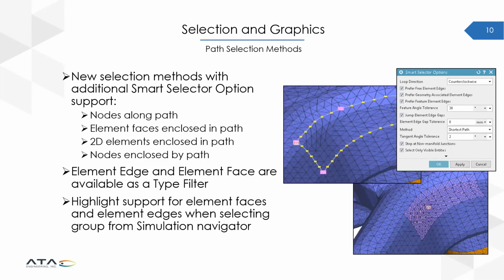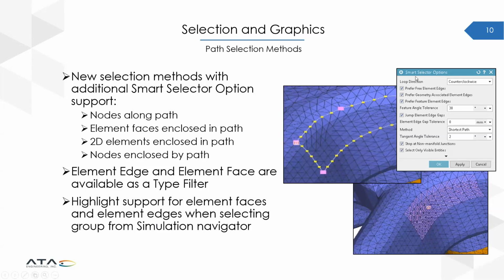Basically, we have a new option where we can draw a box or something on our model, and then we can choose the nodes along the outside or the nodes or elements that are inside that box. This is a cool new feature that wasn't previously available.